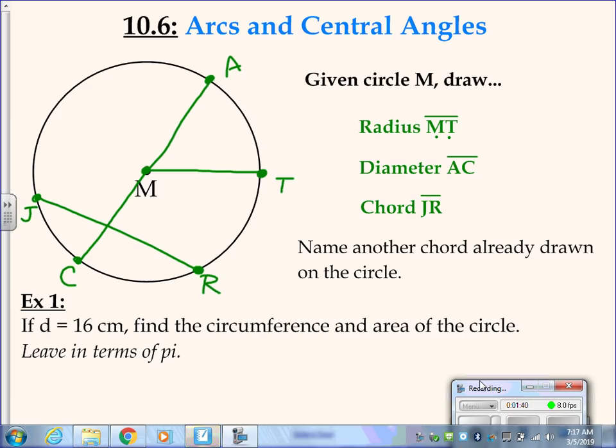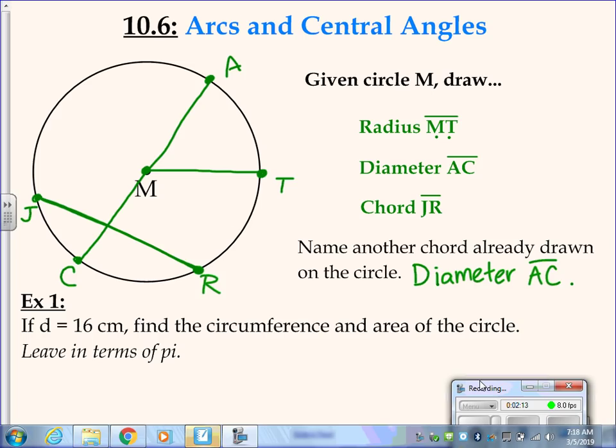Now, if the chord passes through the center, which it does not have to, that would actually be called the diameter. So for this part where it says name another chord already drawn on the circle, that would be the diameter AC. A diameter is actually a special type of chord because it travels through the center. All right, so those are the basic parts of the circle.